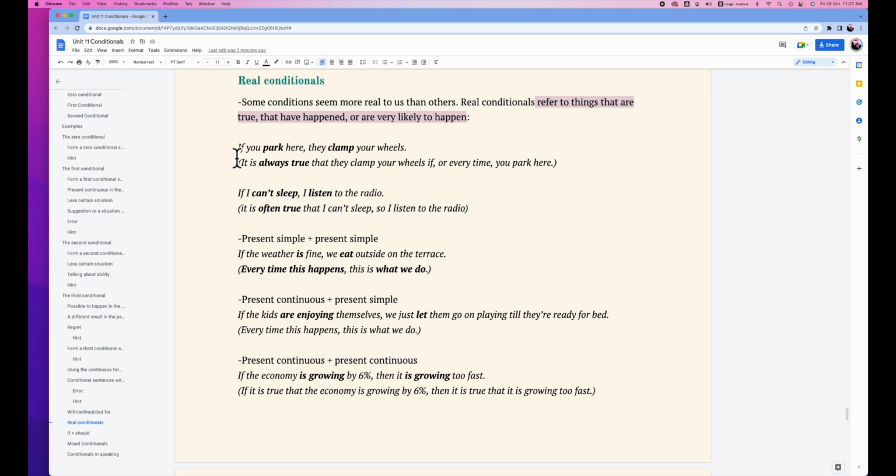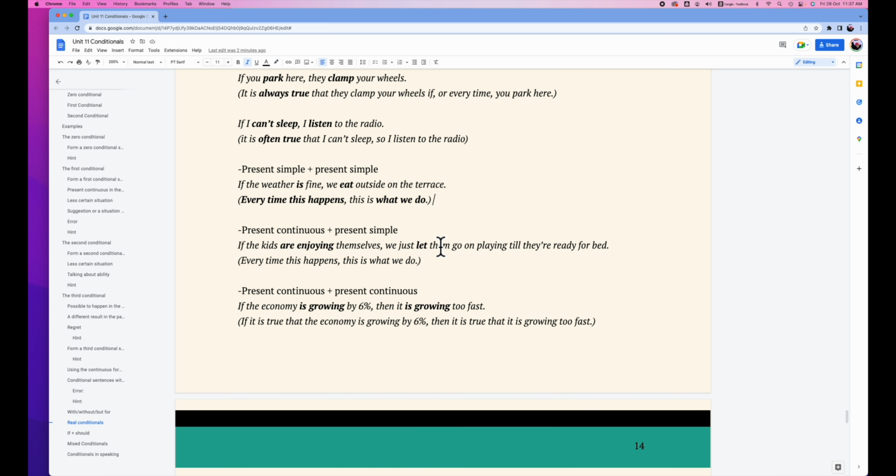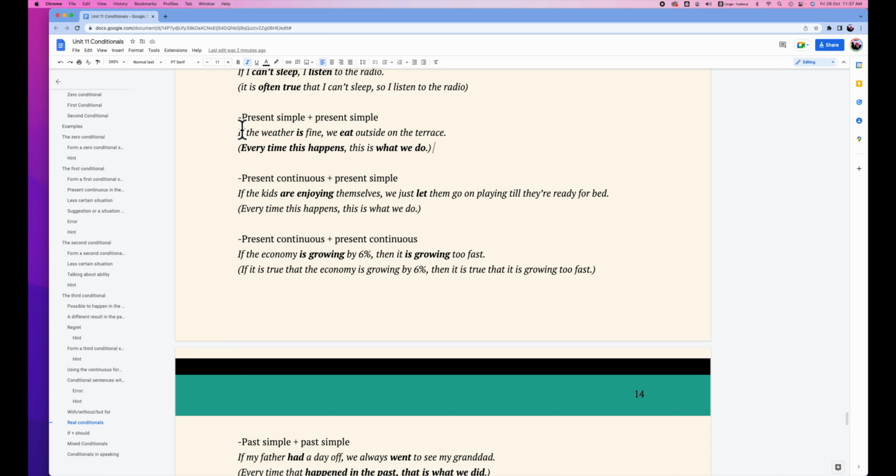First of all, real conditional is talking about something that is true, that has happened or is very likely to happen. Example: if you park here, they clamp your wheels. It is always true that they clamp your wheels every time you park here. Or: if I can't sleep, I listen to the radio. It's often true that I can't sleep, so I listen to the radio. Quite straightforward for present simple plus present simple. We illustrated this when we talked about zero conditionals. Every time this happens, this is what we do.